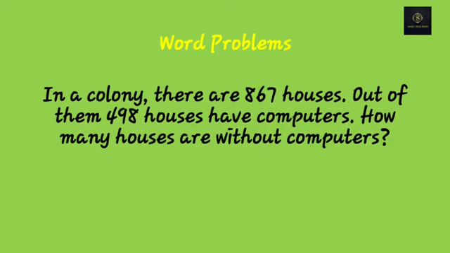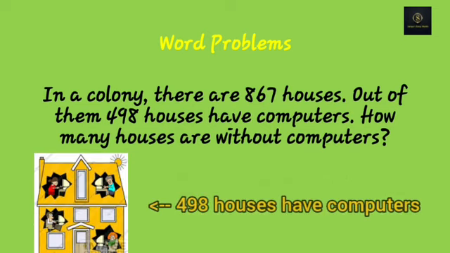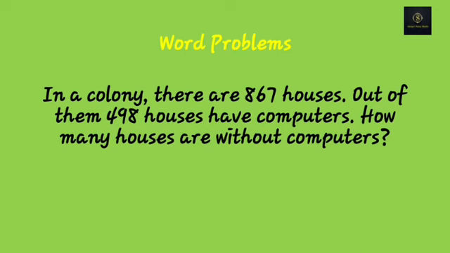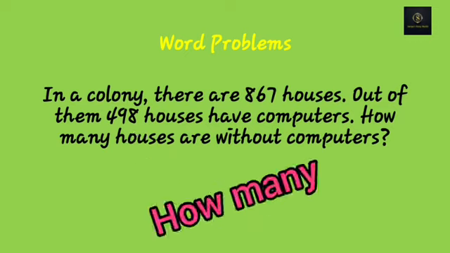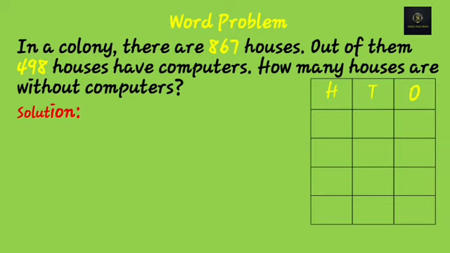Now let us do one more word problem. First let us read it. In a colony, there are 867 houses. Out of them, 498 houses have computers. How many houses are without computers? So, the word how many represents we have to do subtraction here. So, here I have already prepared a vertical column of 3-digit numbers, because we have 3-digit numbers in the question.